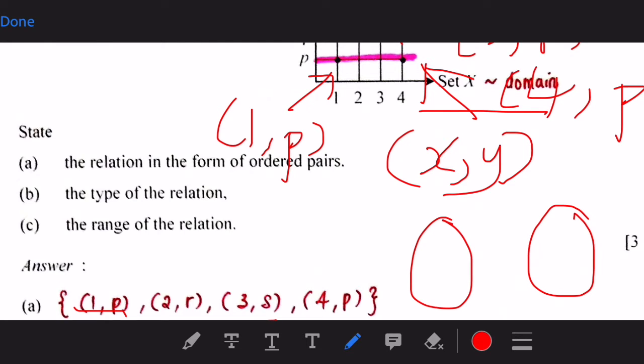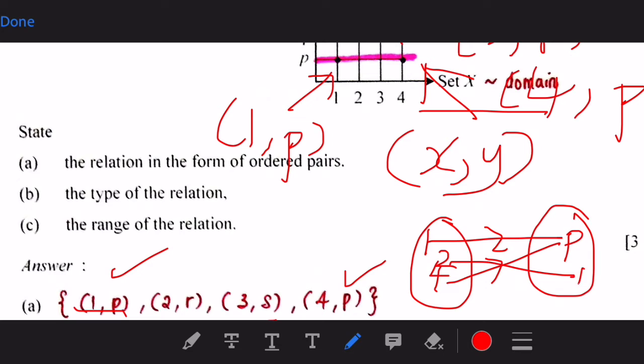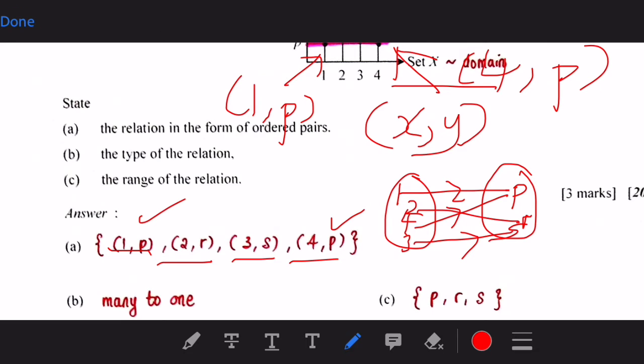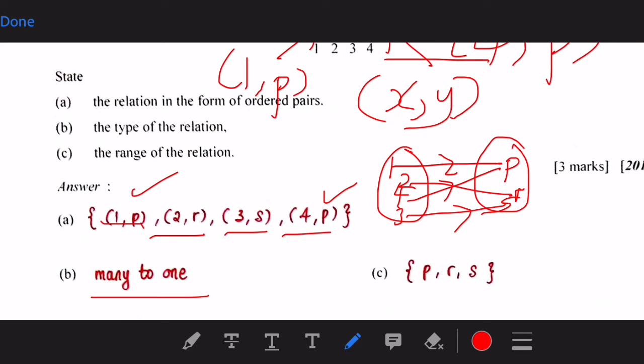So we have 1 maps to P. We have 4 also maps to P, right? Look at that. So it seems like the type of it should be, let's see, 2 maps to R, and then 3 maps to S, right? So it's actually many to 1, right? It's a many to 1. Obviously looks like 2 arrows pointing to one image. Okay, the range of course is PRS, right? We have P, we have P, we have R, we have S. Repeated ones we write once, so it's PRS. So the range must be in set form.